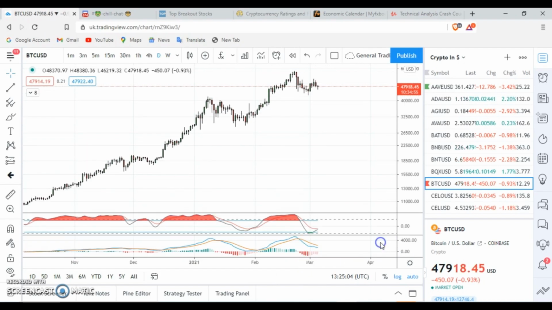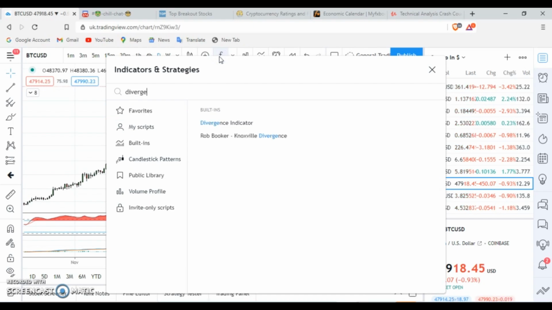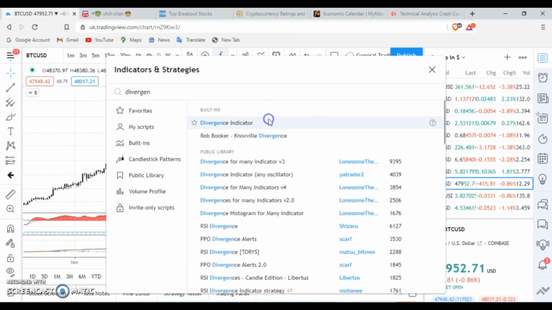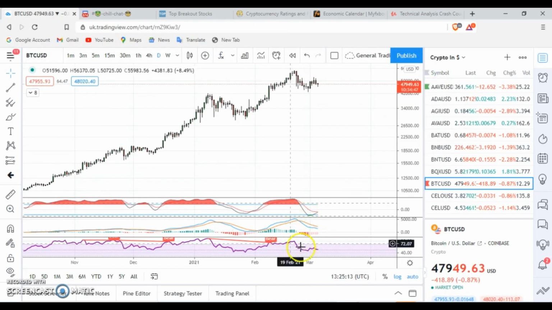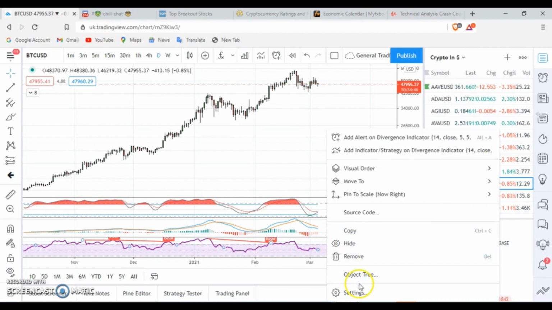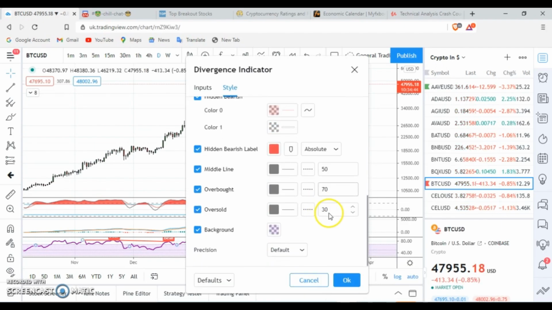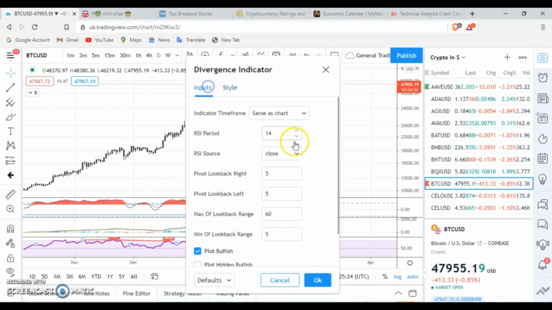This brings us on to the divergence RSI, which is you just type in divergence, right? It's just called the divergence indicator. So this is the RSI with divergence. Again, you want to go to settings and change it to 80 and 20 here, and go to inputs. Let's make sure it's 80-20 as well.